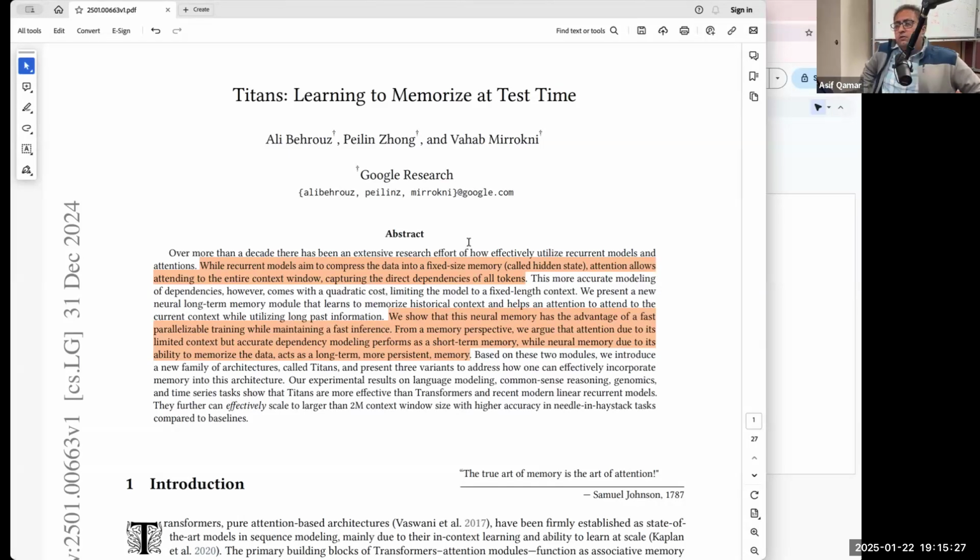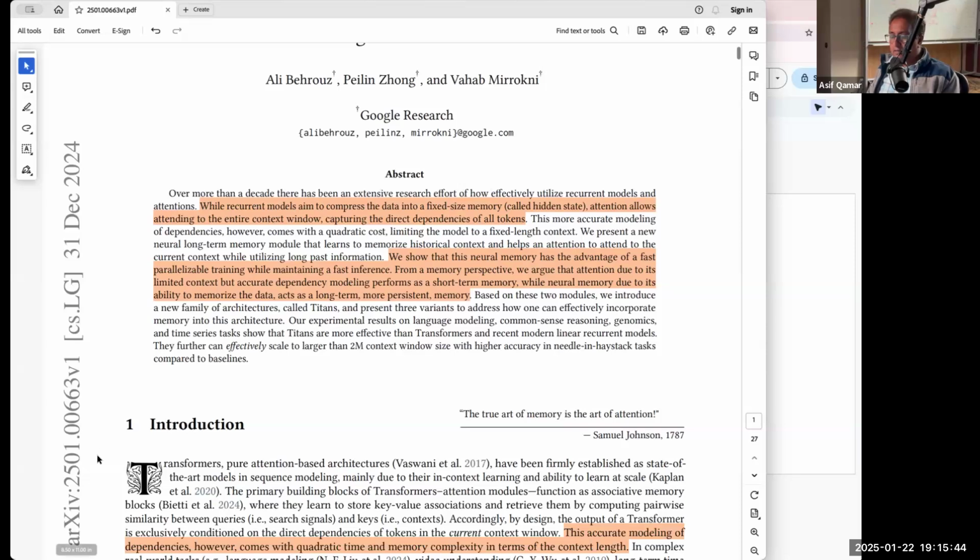Today we are going to be going over this paper called Titans, Learning to Memorize at Test Time. This is one of the, I would say, very, very important papers. Just released, came out a few weeks back. If you look at that, it's actually on December 31st, 24. It's just a few weeks old.